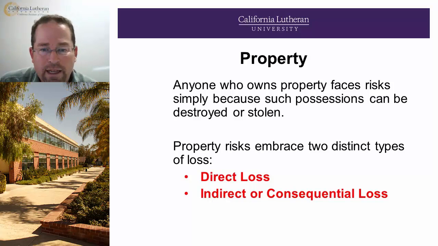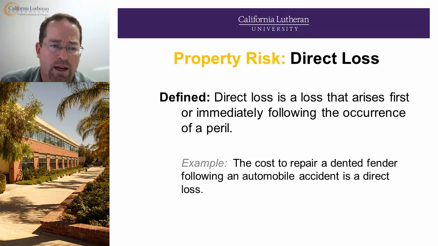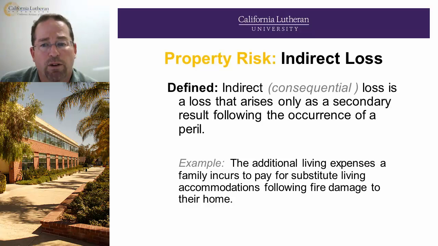Regarding property risks, anyone who owns property faces risks simply because such possessions can be destroyed or stolen. Property risks embrace two distinct types of loss: direct loss or indirect or consequential loss. Regarding direct loss, that can be defined as a loss that arises first or immediately following the occurrence of a peril. For example, the cost to repair a dented fender following an automobile accident is a direct loss. Indirect or consequential loss is a loss that arises only as a secondary result following the occurrence of a peril. For example, the additional living expenses a family incurs to pay for substitute living accommodation following fire damage to their home.